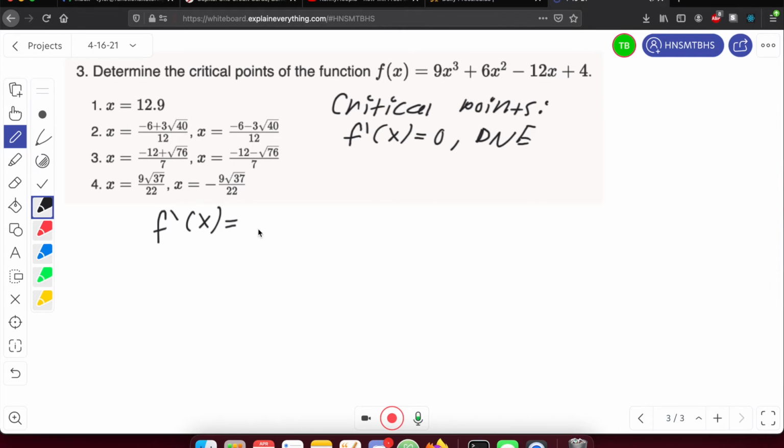9 times 3 is 27. So this is 27x squared plus 6 times 2 is 12, so plus 12x minus 12. And then this term is just a constant term, it goes to 0, so we just cross that off. We can write a plus 0 if we wanted to here, but this is equivalent. So this is our derivative. Now we're going to find where the derivative either does not exist or equals 0. So for this, because we have a simple parabola, right?